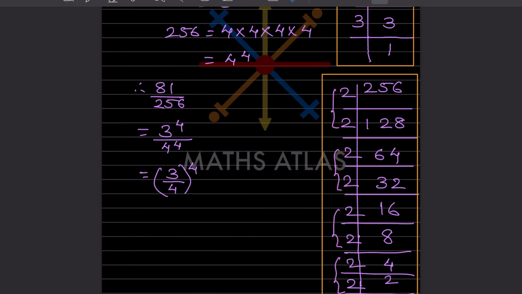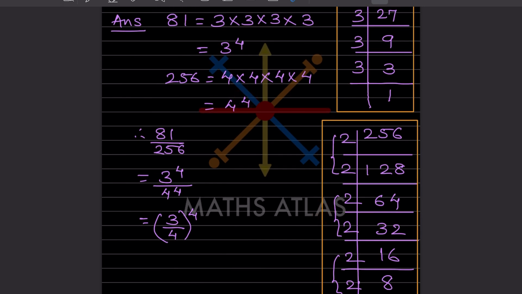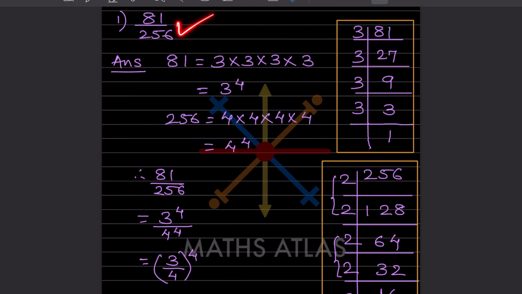So what happens here? 2 twos are 4, 4, 4, 4. This became 4. So here 4 is to 4. So now what is this going to be? 18 by this one is, we got for 81, this we got 3 is to 4. And for 256, we got 4 is to 4.